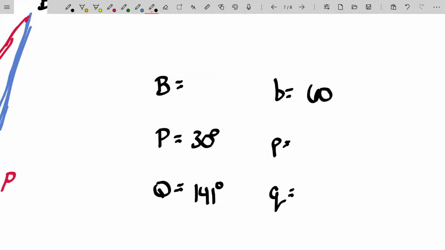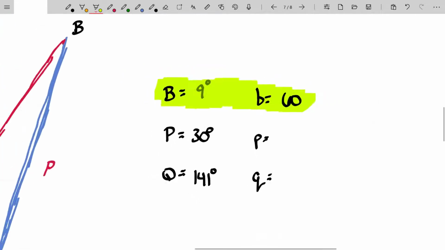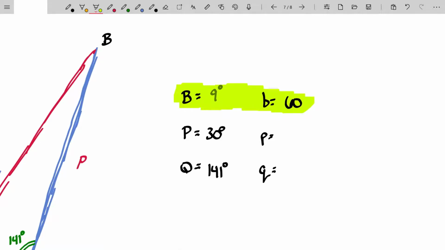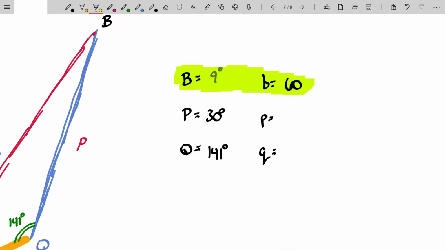And I'll write that in blue because we computed that, but that's just to tell you we can easily get that. And now I can use law of sines. Remember what we're going for? We want to know what side P is. So I'm not going to bother with Q. I'm just going to find side P.